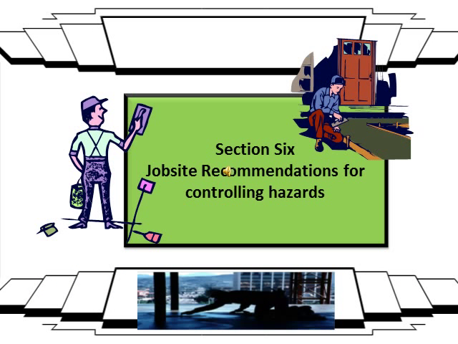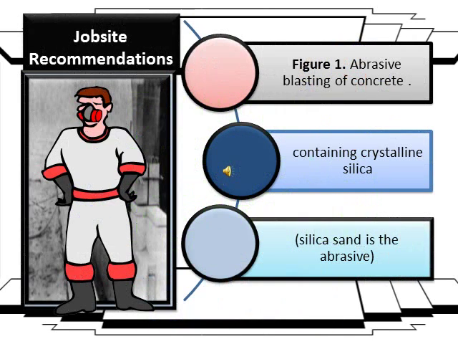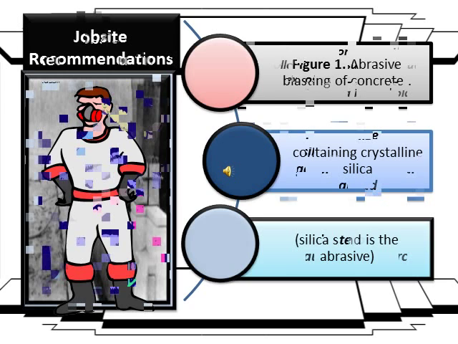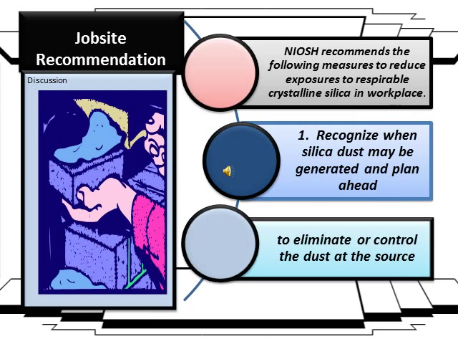Section 6. Job site recommendations for controlling hazards. Figure 1. We'll talk about abrasive blasting of concrete containing crystalline silica. Silica sand is the abrasive. The National Institute for Occupational Safety and Health recommends the following measures to reduce exposures to respirable crystalline silica in the workplace. Number 1. Recognize when silica dust may be generated and plan ahead to eliminate or control the dust at the source.